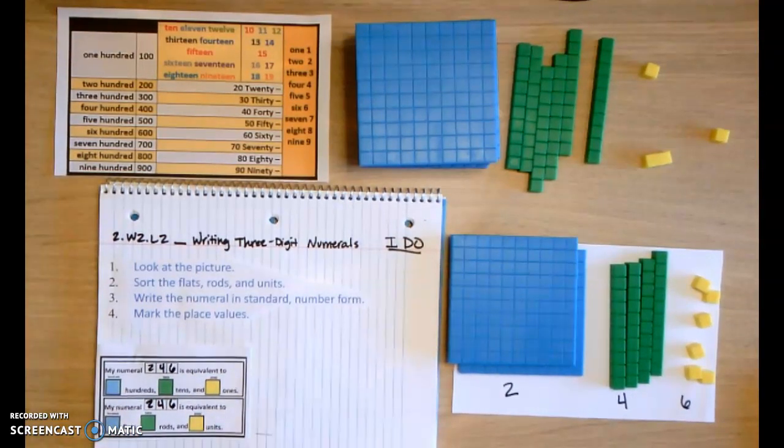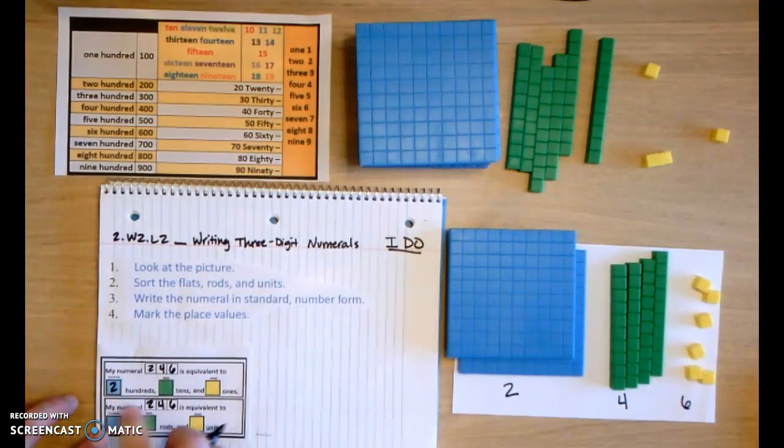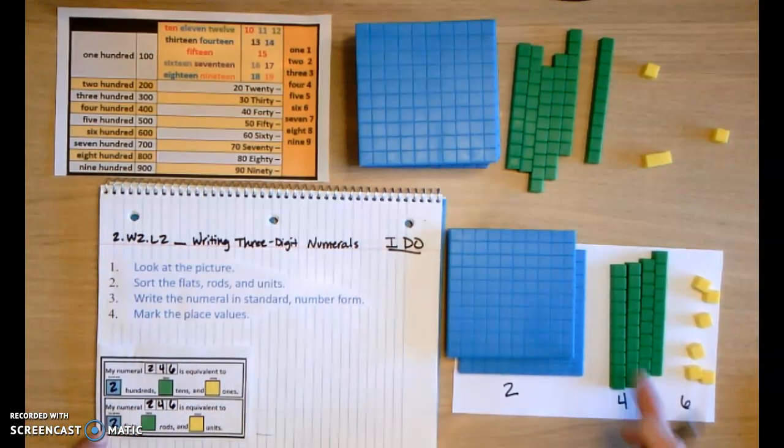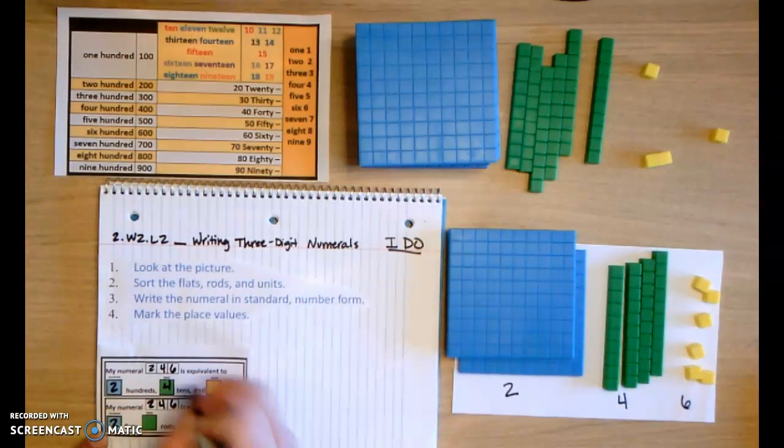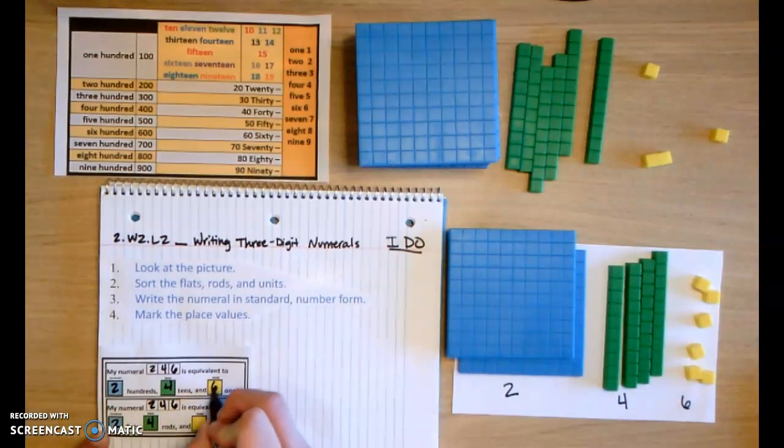And I'm going to match up. How many hundreds do I have? Well, I've got 2 hundreds. And hundreds are equivalent to flats. So how many flats? I've got 2. How many rods do I have? How many tens? 4. 4 tens, and that is equivalent to 4 rods. How many units did I have? 6. 6 ones are equivalent to 6 units.